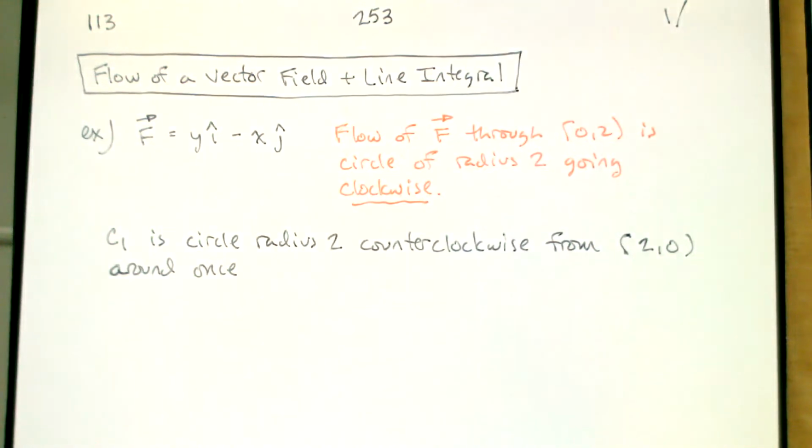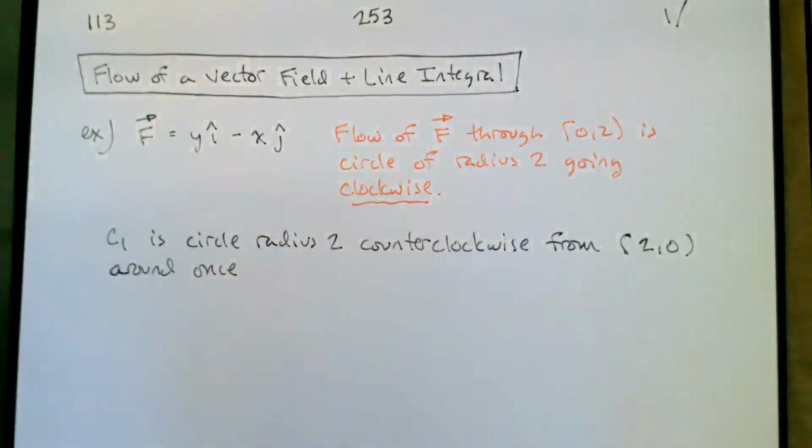Later, we're going to take a look at the problem that we proposed last time, where we have a vector field which has a flow, which is a circle of radius 2 going clockwise. And we're going to put a curve into that vector field of radius 2 going counterclockwise. So let's find out what happens.